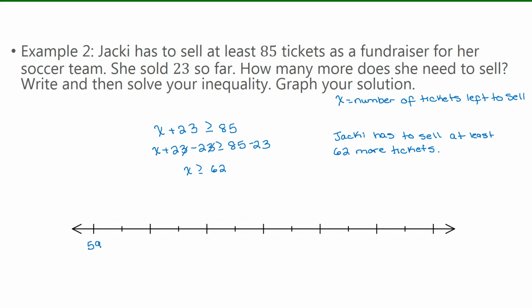So draw my number line. So now if I want all of the values greater or equal to 62, and the data is going to be discrete here, I'm just going to be shading these points here. So that is the difference between discrete and continuous number lines.